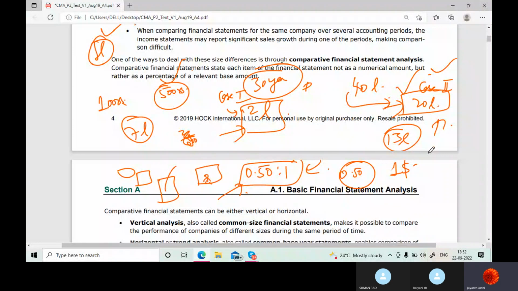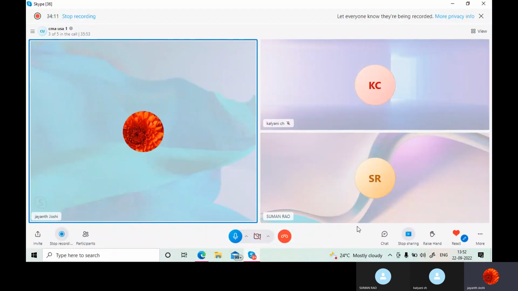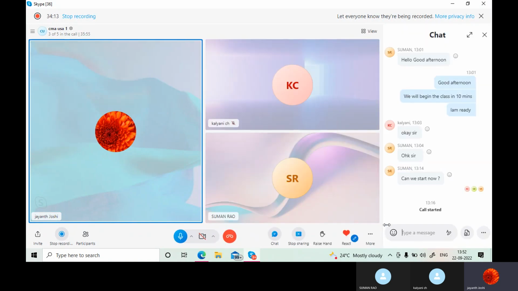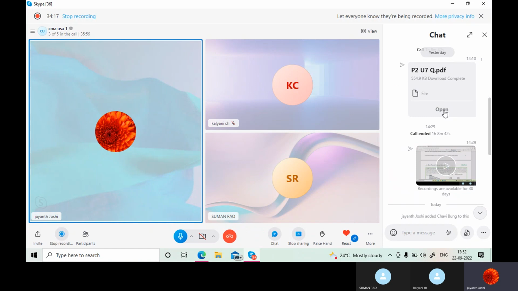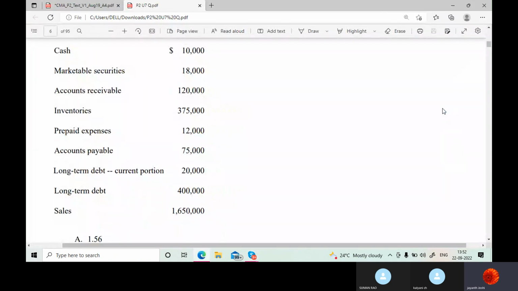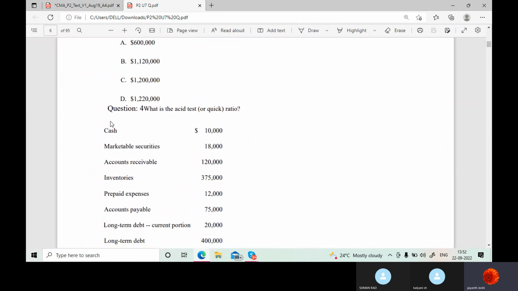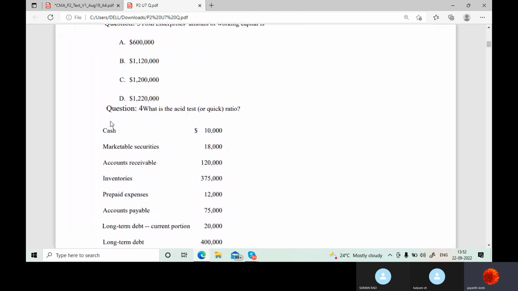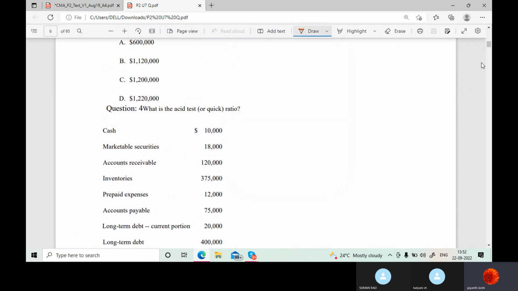Suman, have you finished? Yes. Okay, then now let's go into the questions. Now you have to solve. I'm just waiting for your answers. So now we have done quick ratio, current ratio, and cash ratio. There are a couple of questions in this, so you can start doing them, and we will see whether you're doing it right or not.